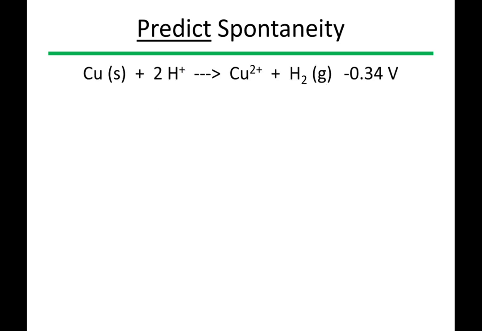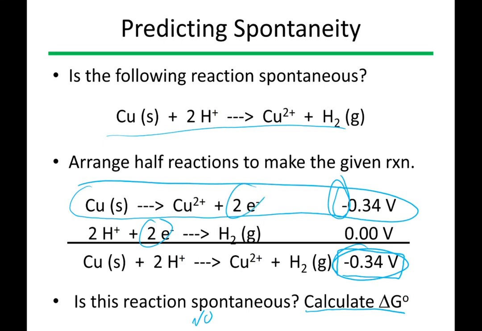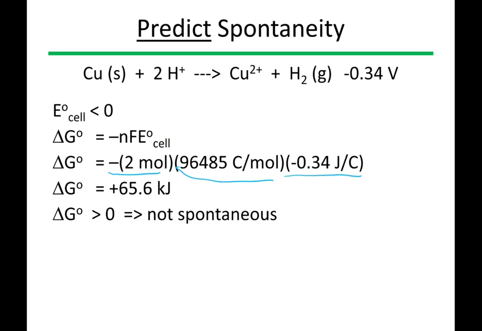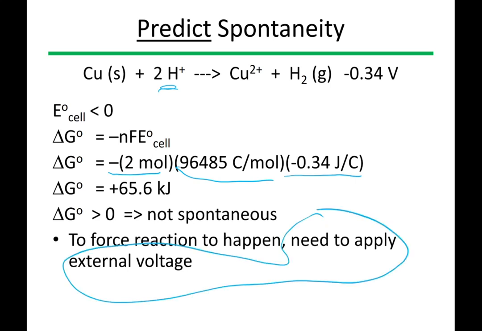So if we look at the calculation for delta G, and we have E naught cell is less than 0, here's our equation. So delta G is equal to negative nFE cell. We have 2 moles of electrons being transferred, and we get this from these half reactions here. So we see the 2 electrons, Faraday's constant, and our reduction potential, and we get a delta G of positive 65.6. So again, this is a positive delta G and verifies this is a non-spontaneous reaction. So if we wanted to turn copper into copper 2 in an acidic environment with H pluses, we would have to apply some external voltage. So it needs some other driving force to make this reaction happen.